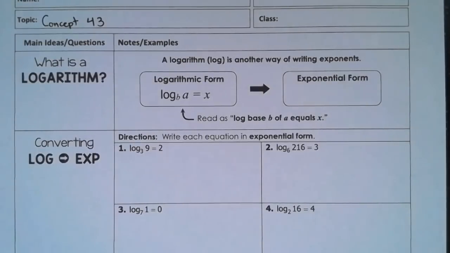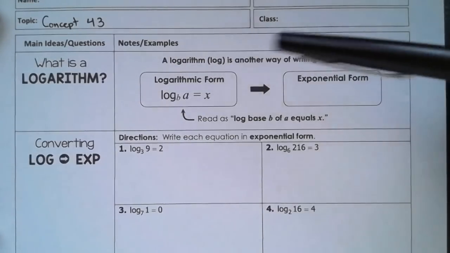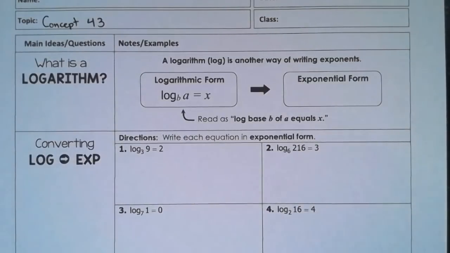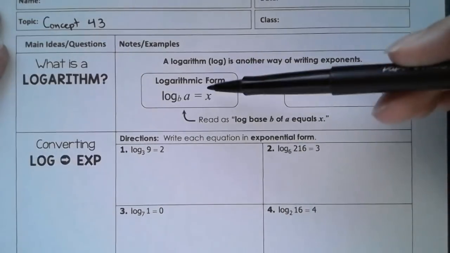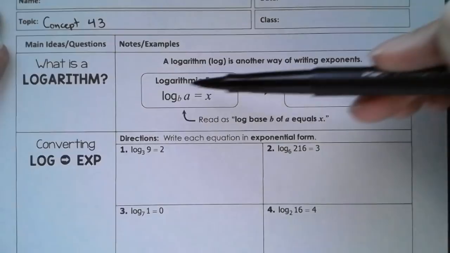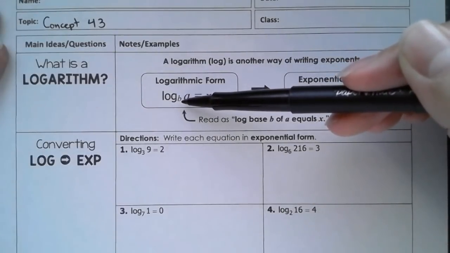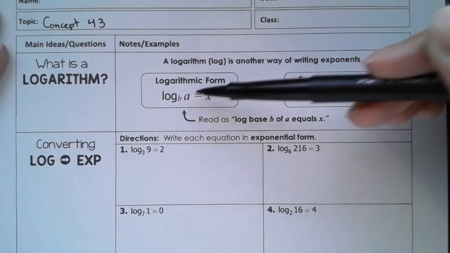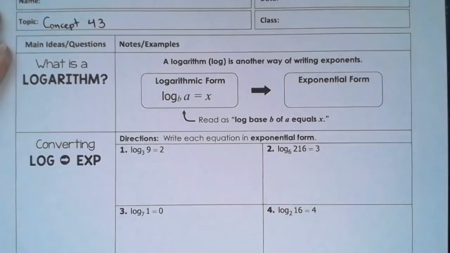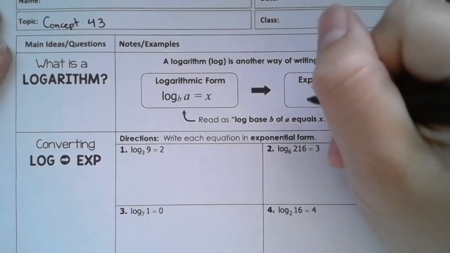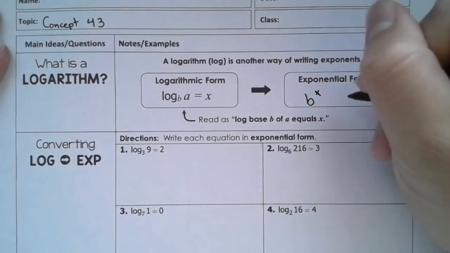This is concept 43, Intro to Logarithms. A logarithm, or log for short, is another way of writing exponents. In logarithmic form, you have log base b of a equals x. That is equivalent to b to the x is equal to a.